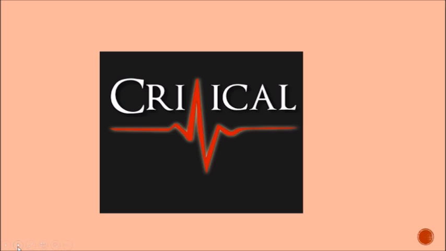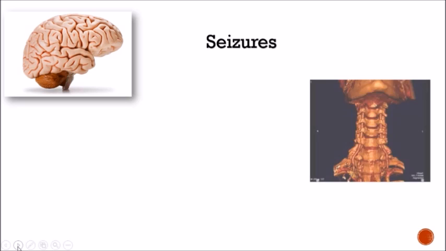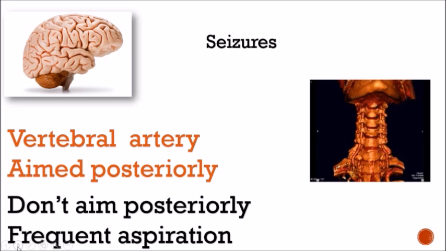We're going to start with the critical problems. First of all, when you're doing this block and your patient starts to have seizures, immediately you have to think that you got the vertebral artery and you aimed posteriorly while you were injecting. So the way to prevent this: never aim posteriorly, and do frequent aspiration before you inject.